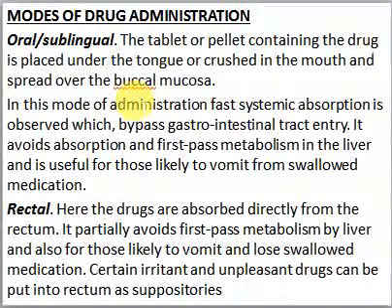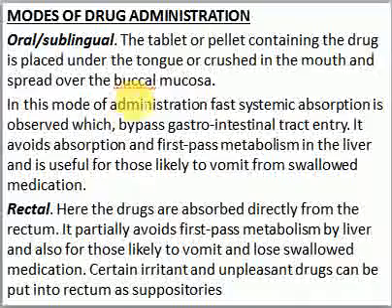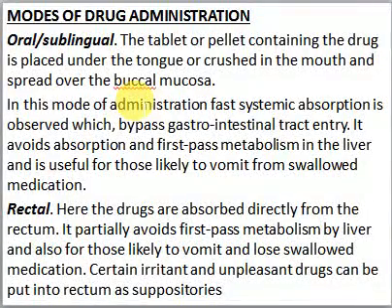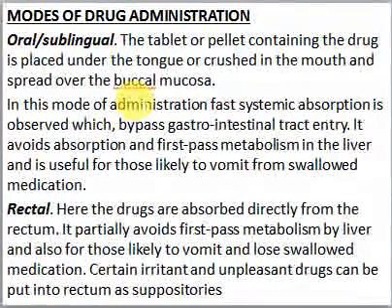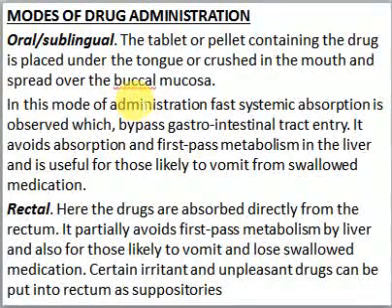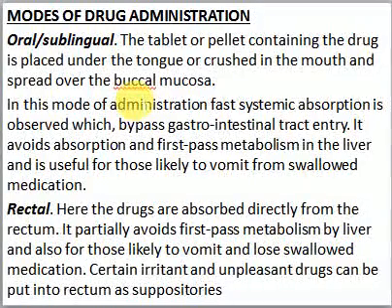Oral means it has to be taken through the mouth, and sublingual means under the tongue, right? So when you are taking a tablet or a pellet containing a drug, you have to place it under your tongue, or you have to crush the drug with your teeth and spread it over your mucosal membrane, right? In this case, this is fast systemic absorption.